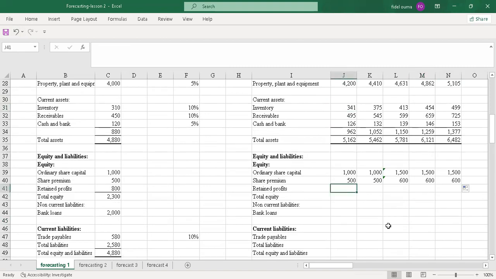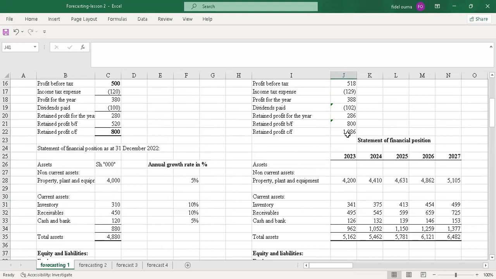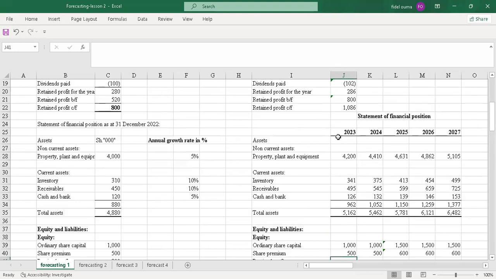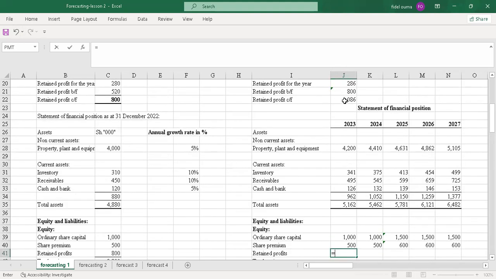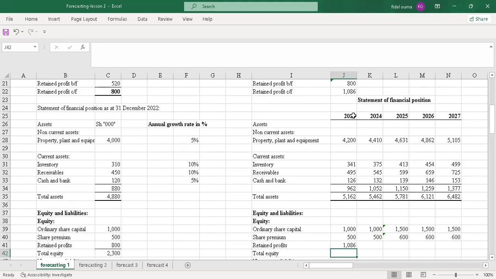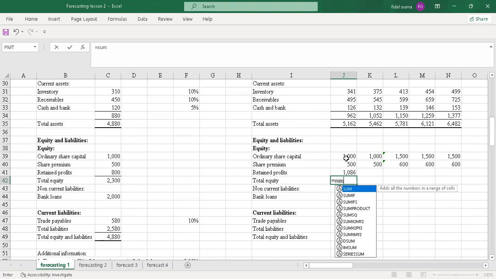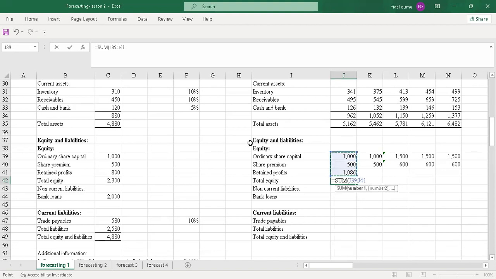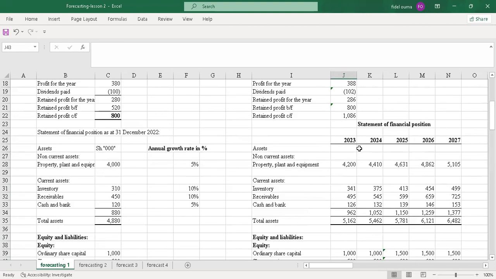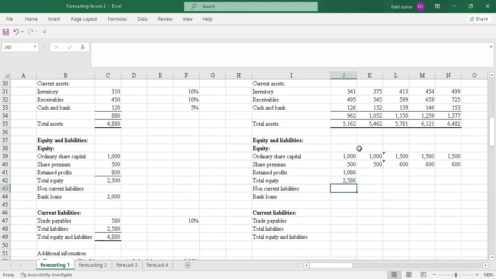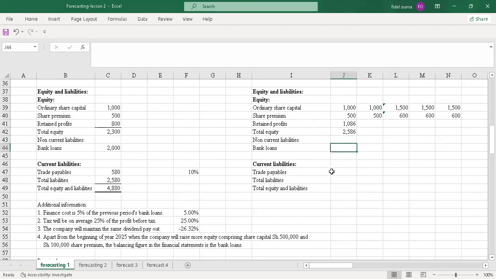Yeah. So we'll continue. So the retained profit for 2023, it's already here. The retained profit carried forward. So I just pick it. Enter. Yeah. So the total equity will be ordinary shares, share premium, and retained profit. Yeah, that's the total equity. So I just equals to sum this. So it's 2586. And then I go to bank loans.